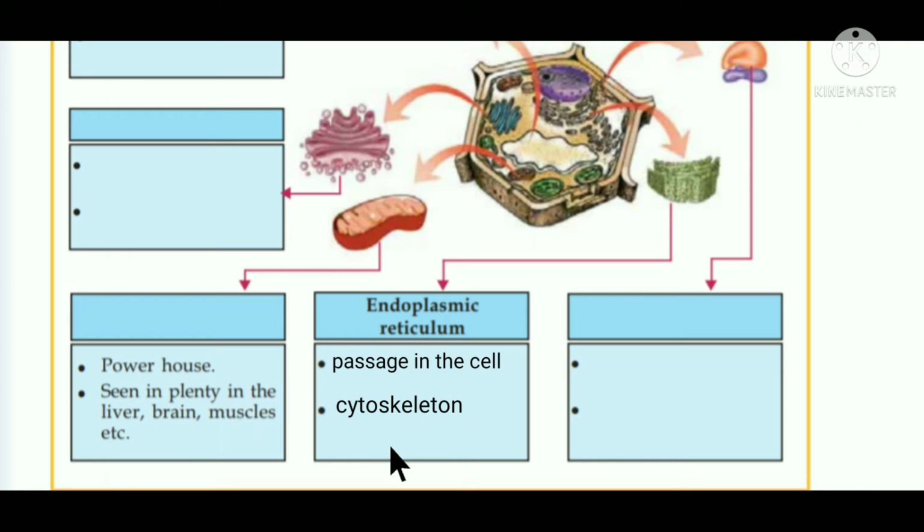Okay, so that is endoplasmic reticulum. It is also acting as a skeleton, as there is a skeleton in our body. It is supporting the cell and maintains the shape of the cell. That's it. Okay.